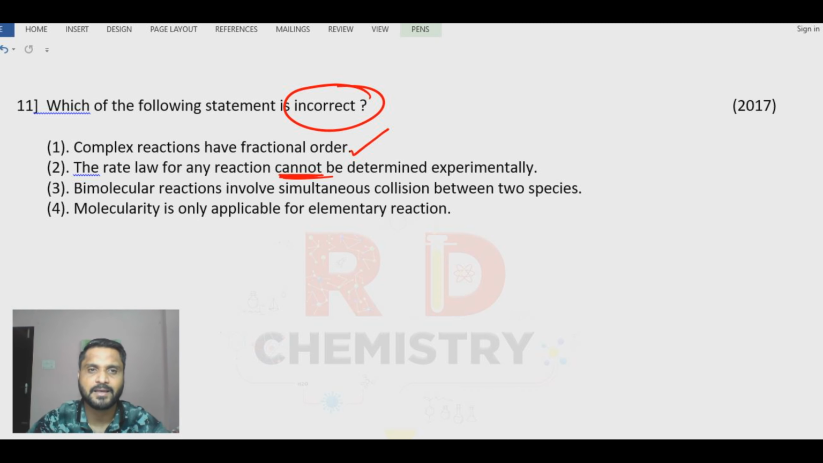It should be: we can determine it experimentally. So therefore the second one is the answer. Bimolecular reaction involves simultaneous collision between the two species, correct? And molecularity is only applicable for elementary reactions, that is also correct. Therefore the incorrect statement is option number 2. Okay.